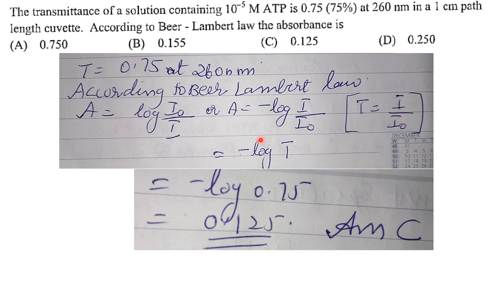and transmittance is equal to I by I0, so absorbance is equal to minus log T, that is equal to minus log 0.75, and you will get the answer as 0.125. Answer is option C.